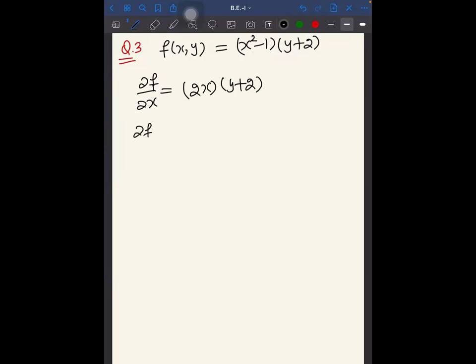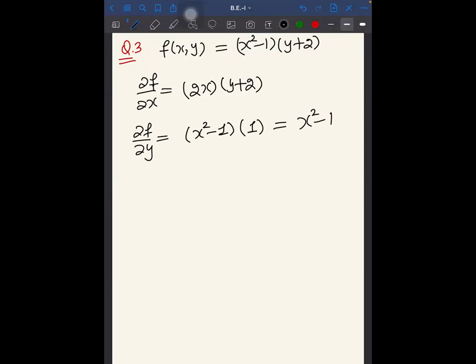Similarly, if you want to find the derivative with respect to y, then this whole factor (x² − 1) will be treated as constant, right? So we can write it as (x² − 1) into 1. That's it. Okay. Are you with me on this? Yes, sir.